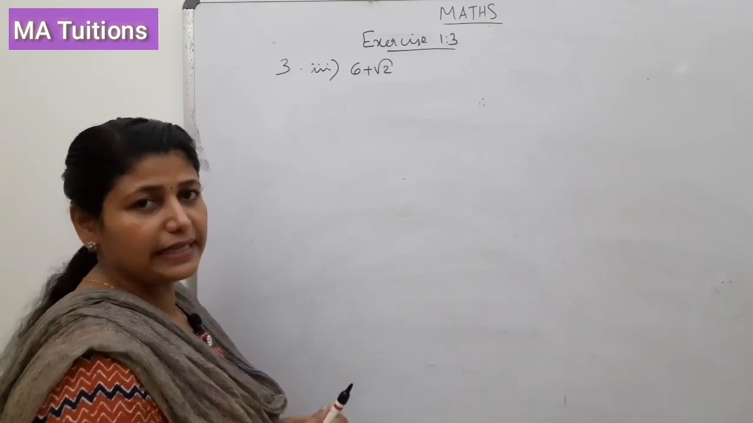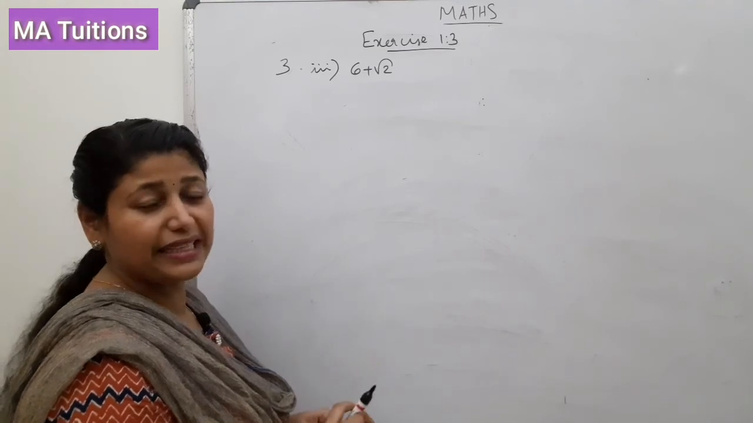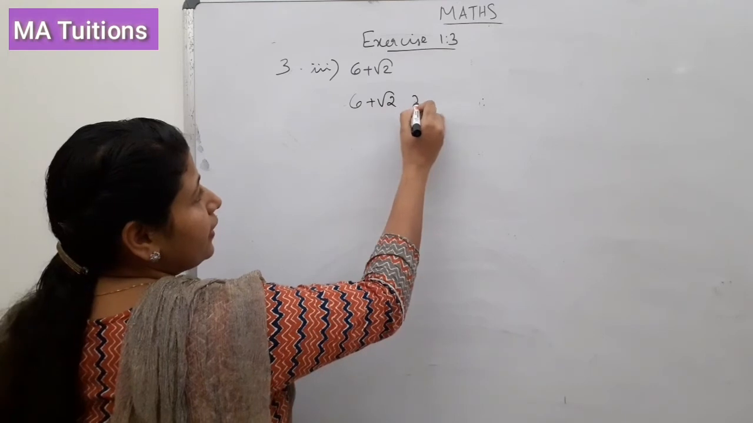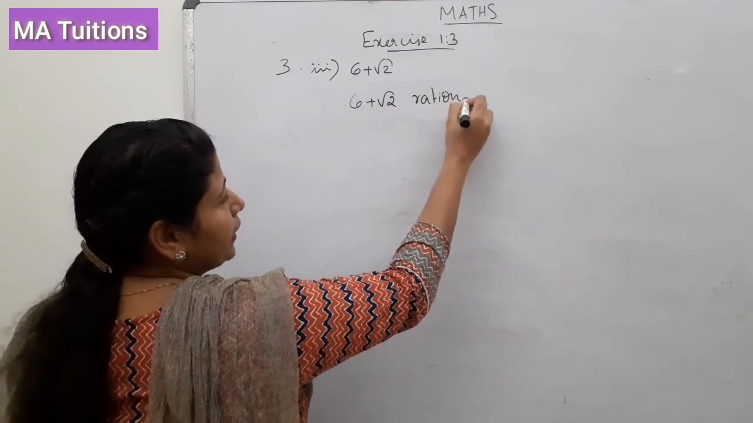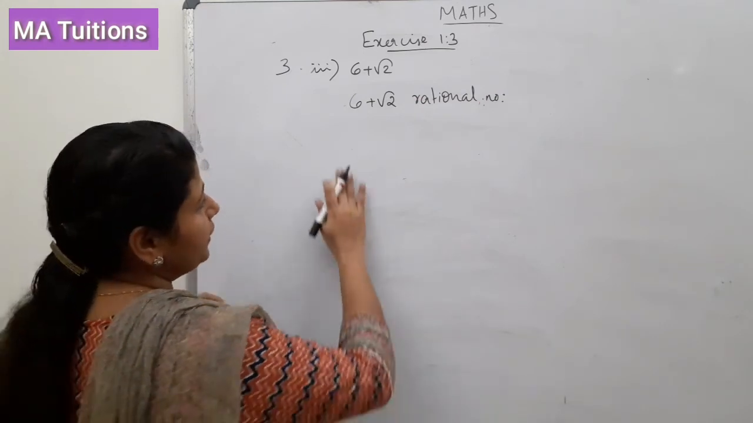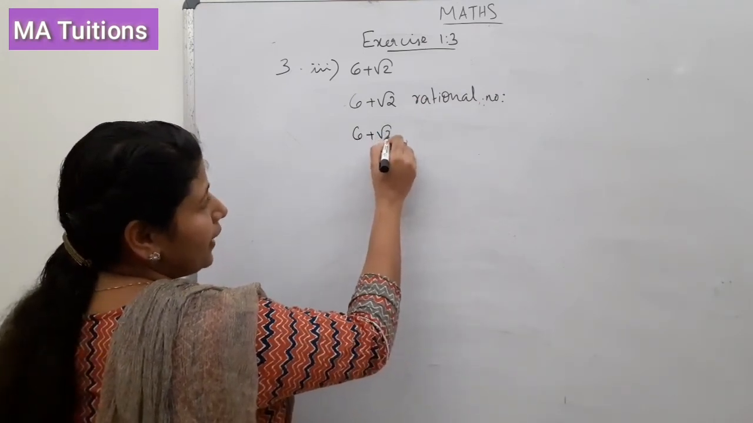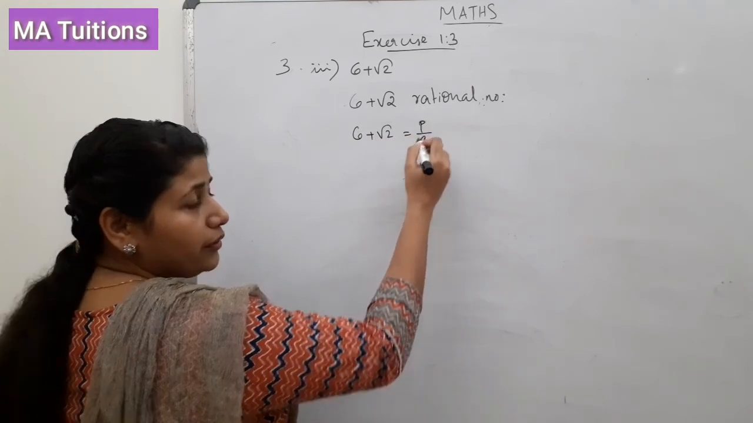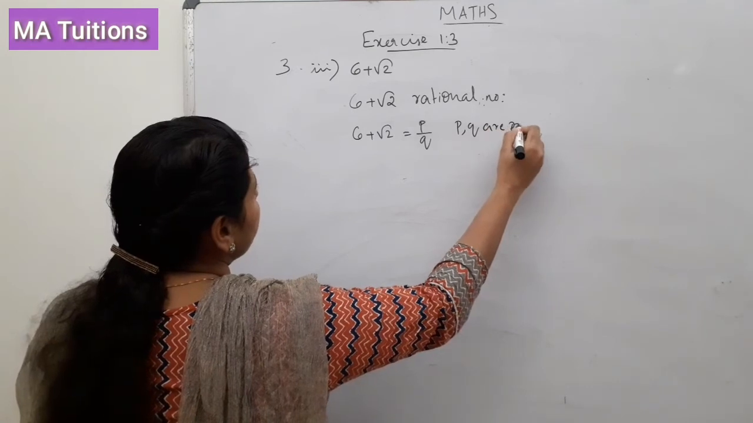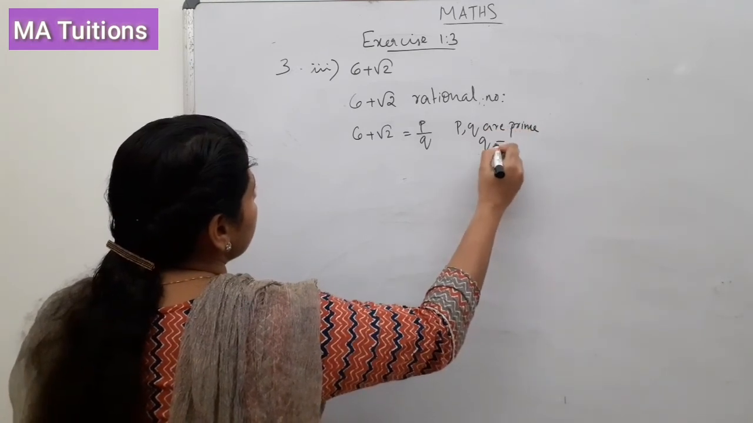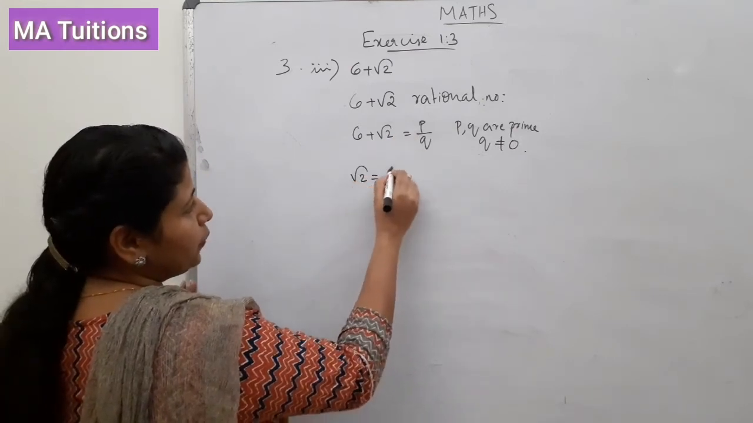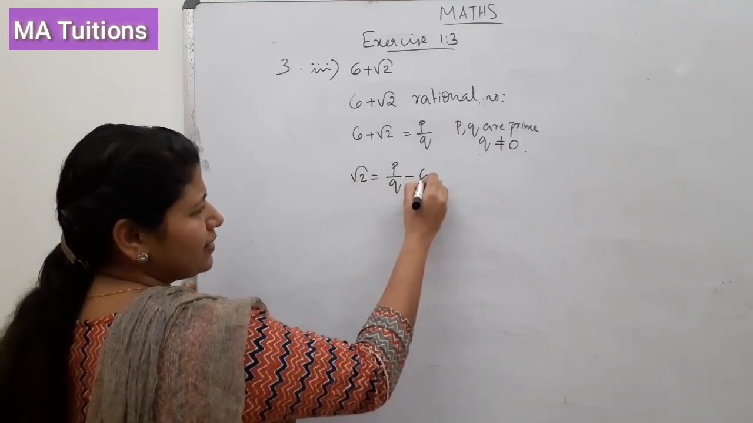Last question of the exercise. Prove that 6 plus root 2 is an irrational number. We are taking 6 plus root 2 as a rational number. By the contradiction method we are going to prove. So we can write 6 plus root 2 as P by Q, where P and Q are primes and Q is not equal to 0. Then we can take the 6 to that side, so you will get root 2 equals P by Q minus 6.